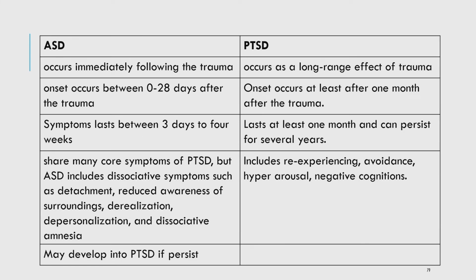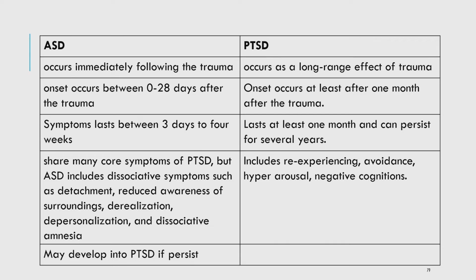In a tabular form it is shown here. Basically, as we have seen, ASD occurs immediately after the trauma. PTSD occurs as a long range effect of trauma, especially after 1 month. The onset of ASD occurs between 0 to 28 days after the trauma, so generally within 28 days it gets resolved. Onset of PTSD occurs at least after 1 month of the trauma. So, if it is there after 1 month, then it is PTSD. Symptoms of ASD last between 3 days to 4 weeks, whereas in PTSD symptoms last at least for 1 month and can persist even for several years.